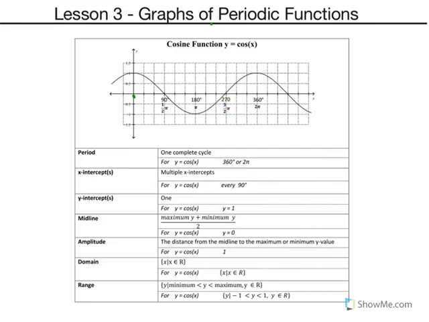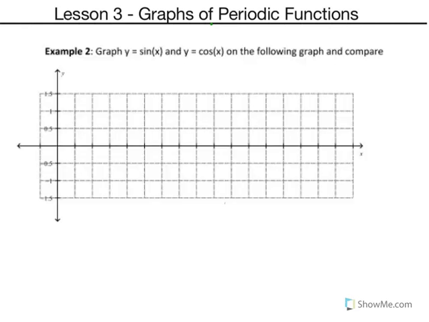The period length, for a normal cosine function, is still 2 pi or 360 degrees. Your amplitude is still 1. For a normal cosine function, you have x-intercepts every 90 degrees, starting at 90, sorry. They're still 180 degrees apart. And your domain and range are the same. Everything is the same, it's just been moved.